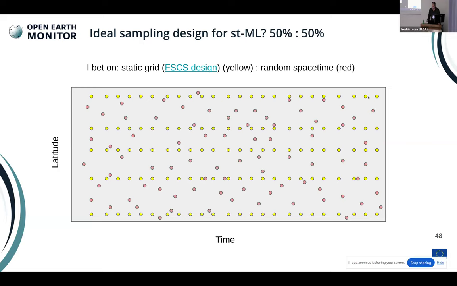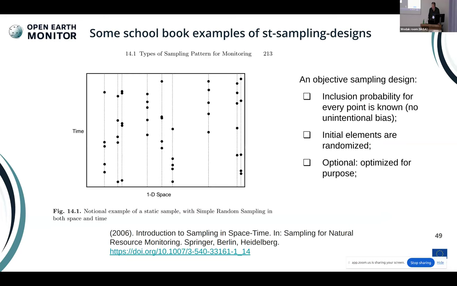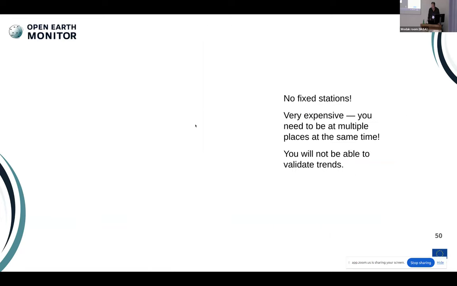So that will be stations. And this thing is known, they have this sampling design. So this is in time. These are the stations with irregular measurement in time. This is the worst possible design. Have you seen anything like this?